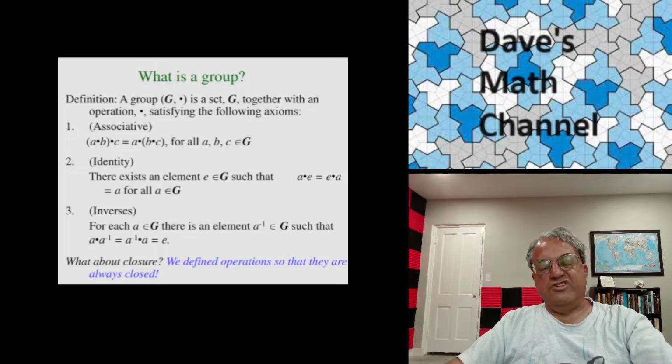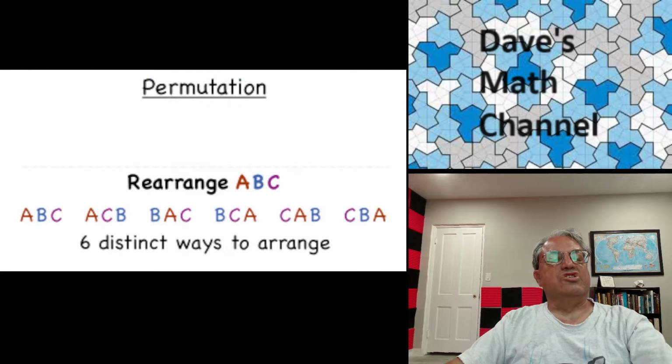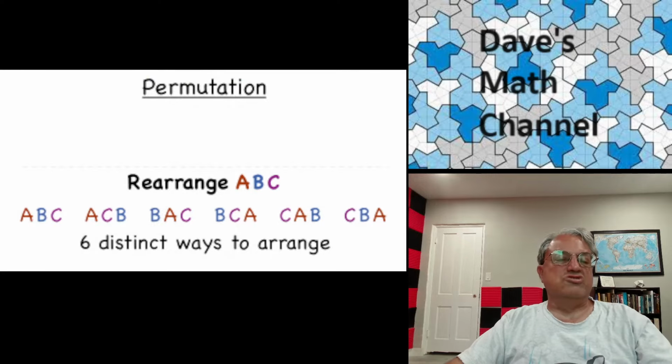But anyway, that's a definition of a group, and any set with a binary operator satisfying these three axioms is a group. In particular, there's a certain type of group called a permutation group. And first, I have to define permutations. It's a pretty easy concept. So just imagine you have a set with three elements, A, B, C, the first three letters of the English alphabet.